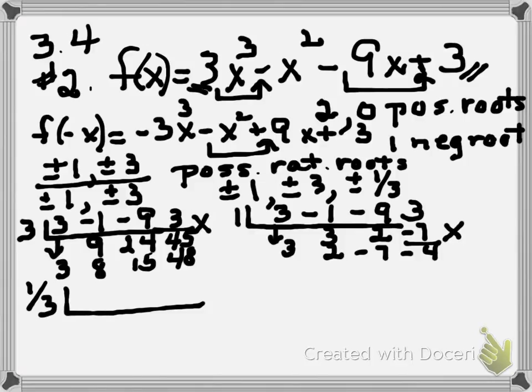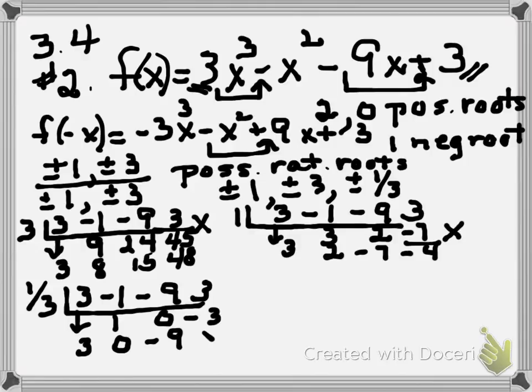So we tried positive 1, we tried positive 3, we're going to try positive 1/3. Bring down the 3. 1/3 of 3 is 1. A negative 1 and a positive 1 is 0. 1/3 times 0 is 0. Negative 9 and 0 is negative 9. And 1/3 of negative 9 is negative 3. And that did give us a remainder of 0. So this is a solution. So there's one positive root.